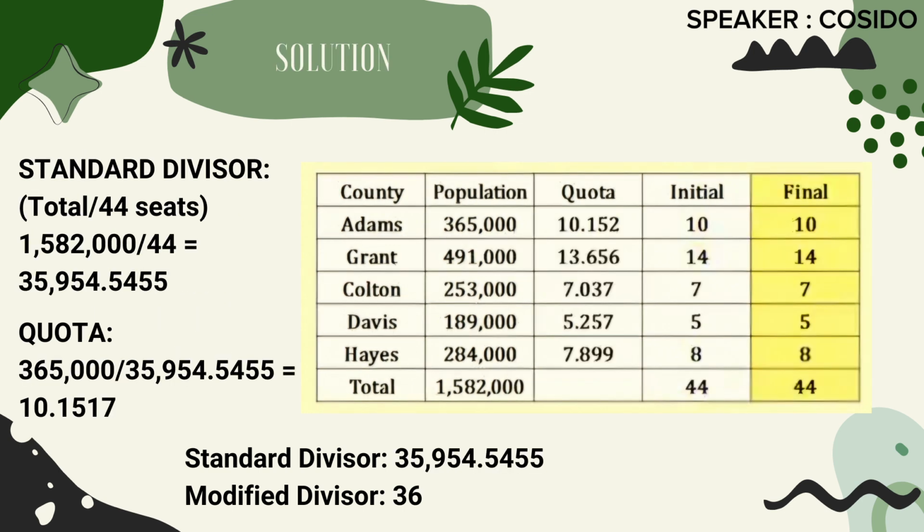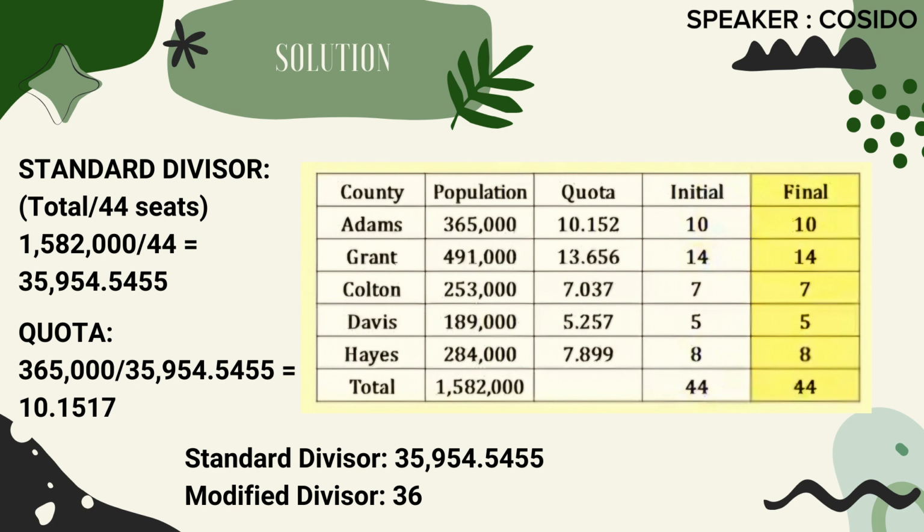So we got 1,582,000 population, then divide it by 44. We got 35,954.5455. So to find the quota, we need to divide the population by the standard divisor. So 365,000 divided by 35,954.5455, we got 10.152. We do the same for the remaining counties.